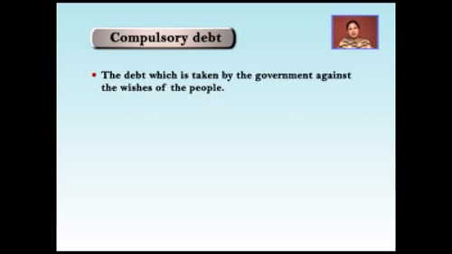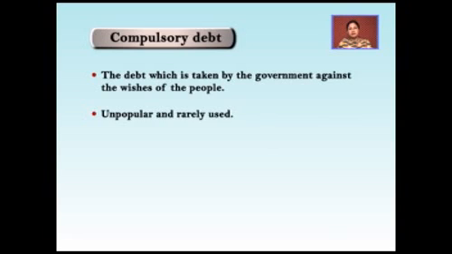Compulsory debts are taken by the government against the wishes of the people. Against the wishes of the people means that these are the debts which are raised by the government forcefully, by suppressing the people, or in other words, by compelling the people to give loans to the government. But this type of debt is very unpopular and rarely used by the government at present, because it spoils the image of the government, as it is completely unjust and unfair.